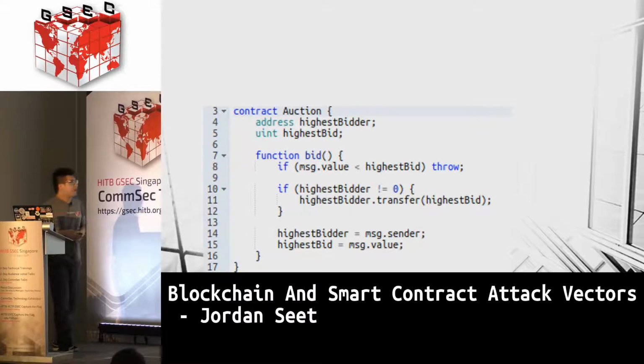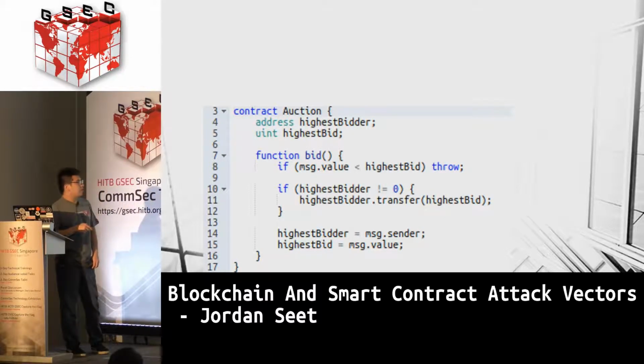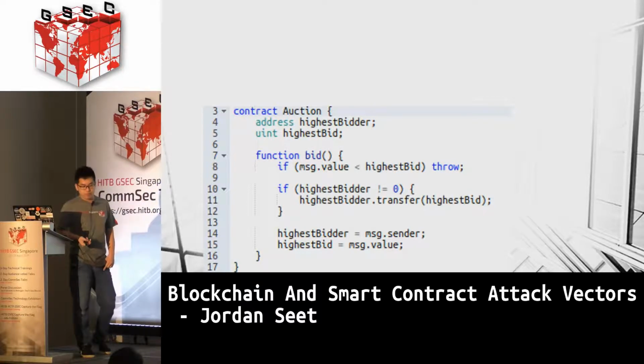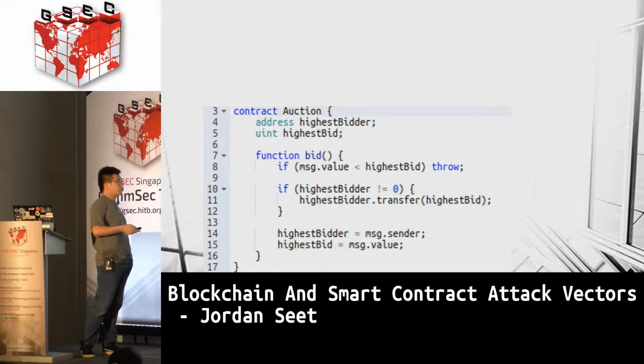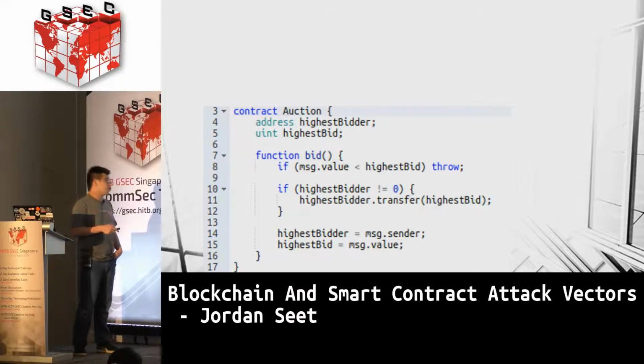Another piece of code over here is an auction contract, which has a highest bidder. This saves the address of the highest bidder. Address, you can think of it as your username, for example. Every individual should have at least one address, and this address will correspond to an account. The highest bid is also saved.